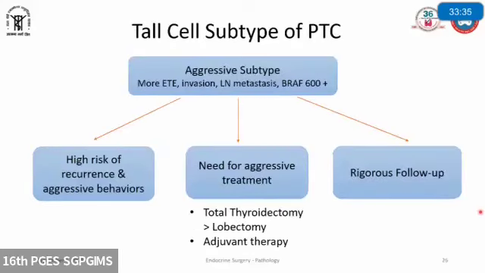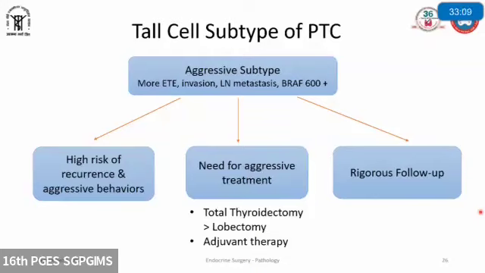Well, the pathology discussion was very detailed, and thank you, Dr. Anurag, for the same. I'll just briefly touch upon some already known factors about tall cell variant of papillary thyroid carcinoma. As we all know, it is an aggressive subtype having more extrathyroid extension, more invasion, lymph node metastasis, and BRAF V600E mutation positivity.